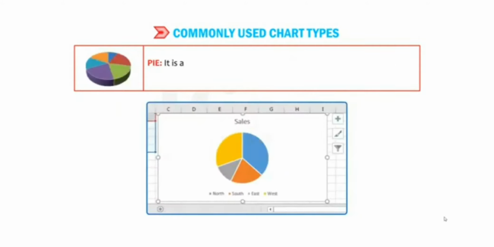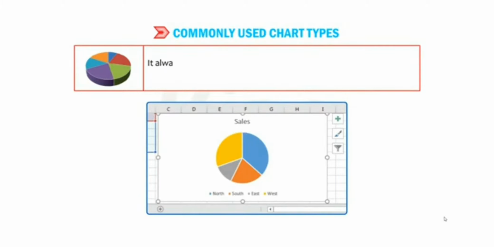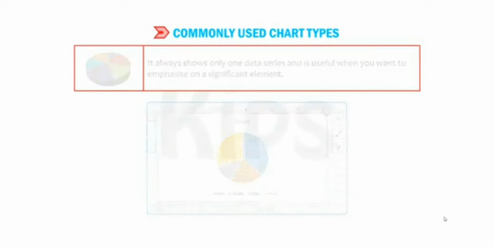Pie chart. It is a circular chart divided into sectors where each sector shows the relative size of each value. It always shows only one data series and is useful when you want to emphasize on a significant element.